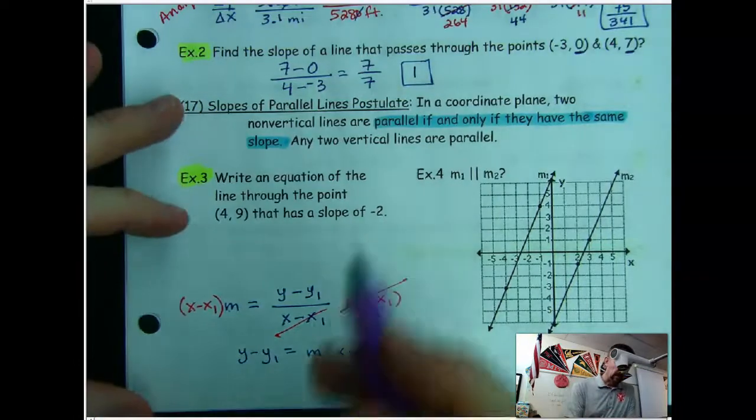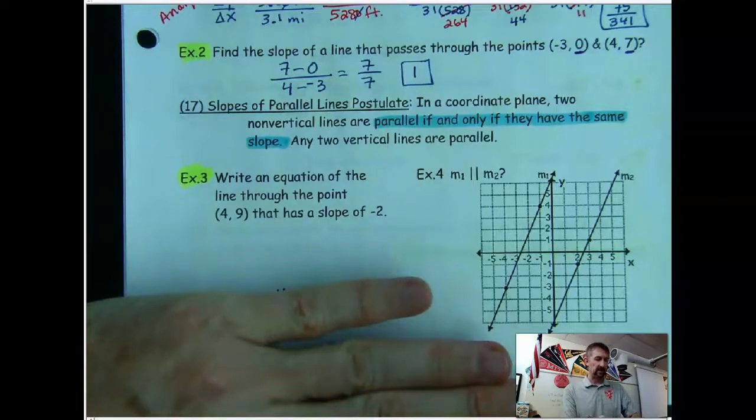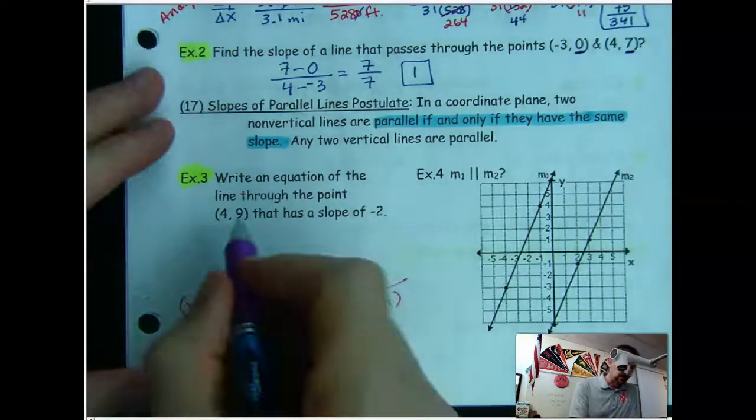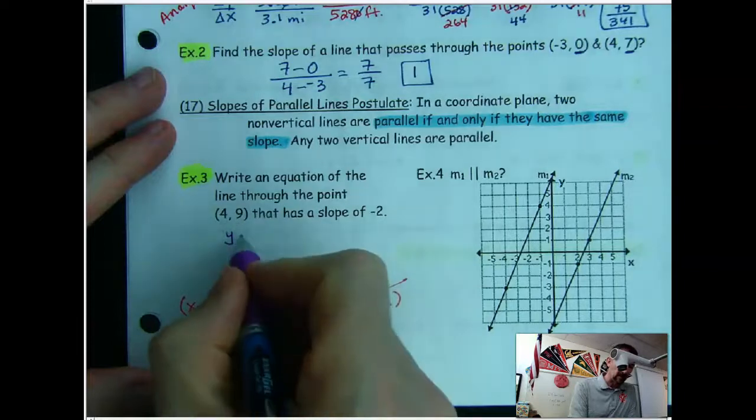So now, hopefully you can cover this up and do it without looking at that. Use a piece of paper. So it's y and the opposite of y. So that's going to be y minus 9.